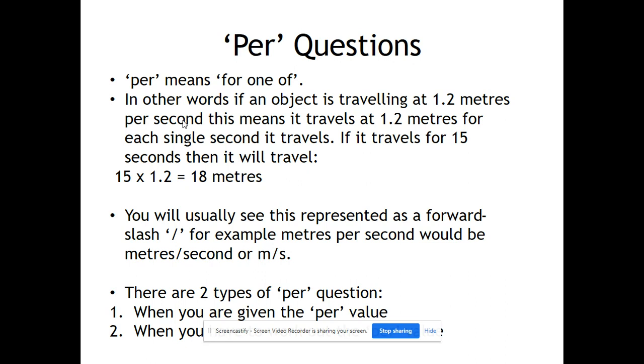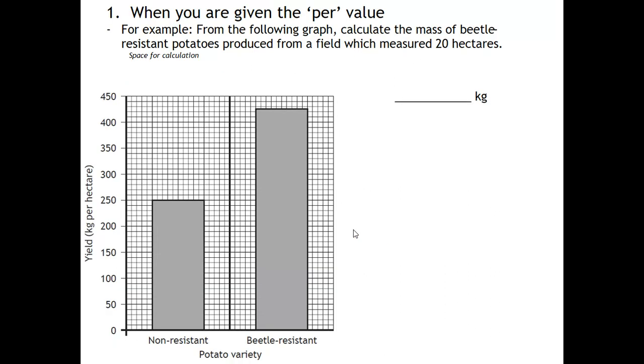You usually see per represented as a forward slash, okay? So for example, meters per second would be meters slash second or m slash s. And there's two types of per questions. Sometimes you're given the per value and you need to work out the total, as an example above, or sometimes you have to work out what the per value is. And we'll show you both types. So the first example here is when you're given the per value.